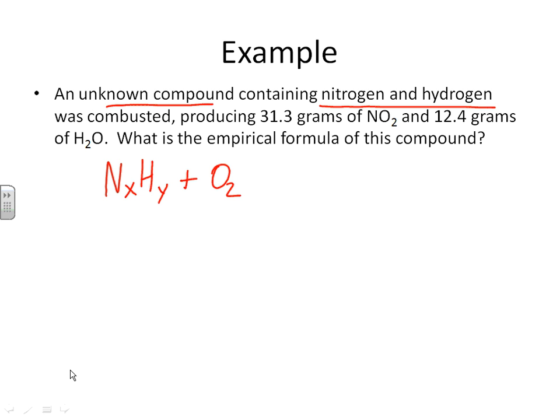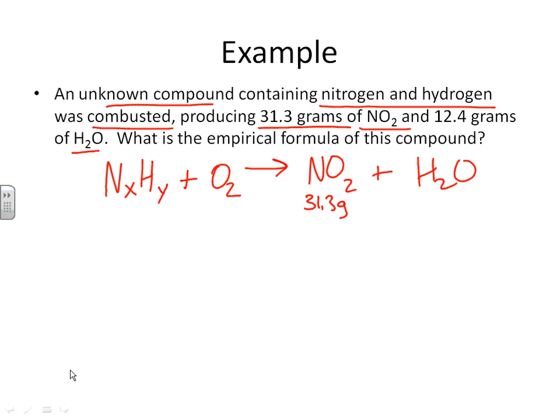We're still combusting it. That means adding oxygen. And it tells us what the products are. It says that the products are NO2 and H2O. Again, writing out a rough reaction to essentially describe what's going on. Filling in the numbers: 31.3 grams of NO2 and 12.4 grams of water.